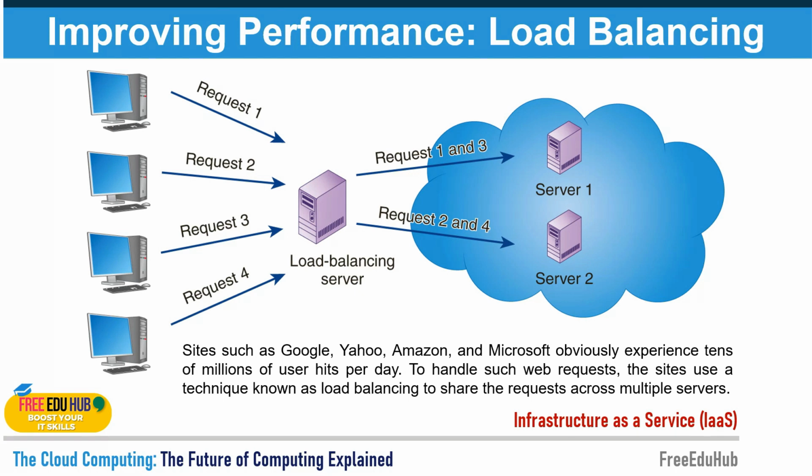Now, to handle such web requests, the sites use a technique called load balancing, to share the request across multiple servers. So there would be multiple load balancers. They'll be taking care of the traffic which is coming from different geographical locations, and then distributing the load among different servers. It's not like if one server is overwhelmed with the resources, only then the second request would go to the other server. It would keep on distributing the data among the servers so that all servers are performing at an optimum load.